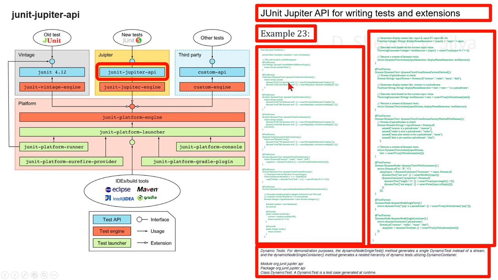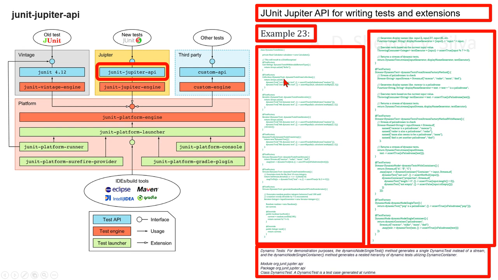For demonstration purposes, the dynamicTestSingle method generates a single dynamic test instead of a stream, and the dynamicNodeSingleContainer method generates a nested hierarchy of dynamic tests utilizing DynamicContainer. The class DynamicTest in package org.junit.jupiter.api, in module org.junit.jupiter.api: a DynamicTest is a test case generated at runtime.